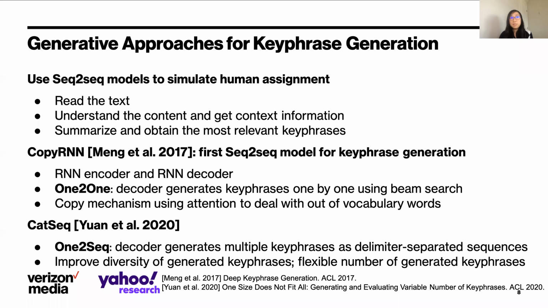Another reason for using this schema is that with CopyRNN, usually people say, okay, we want to generate the top K key phrases. And it's usually hard to determine the value of K, and that may vary across different documents. With this CatSeq, it will take into consideration the length of the input document. So you don't need to manually assign a K value, and it will vary according to the input document. And in our work, we will follow the One2Seq schema for generating the key phrases.